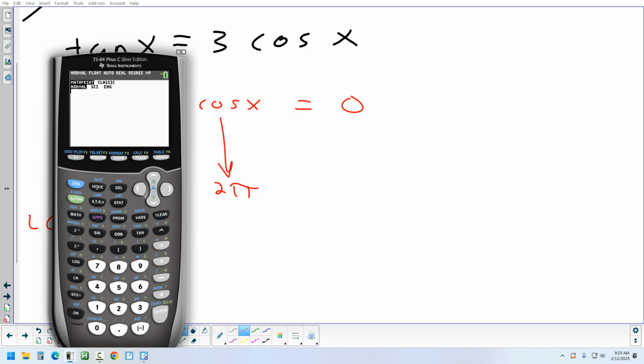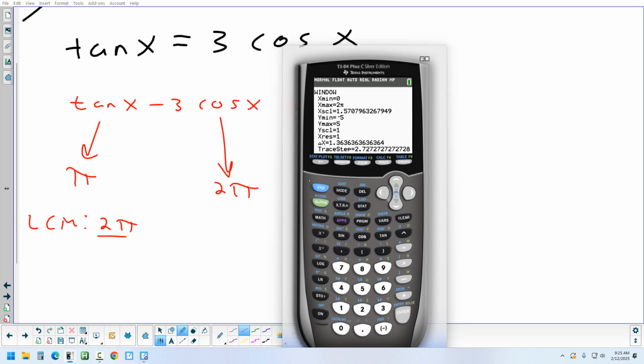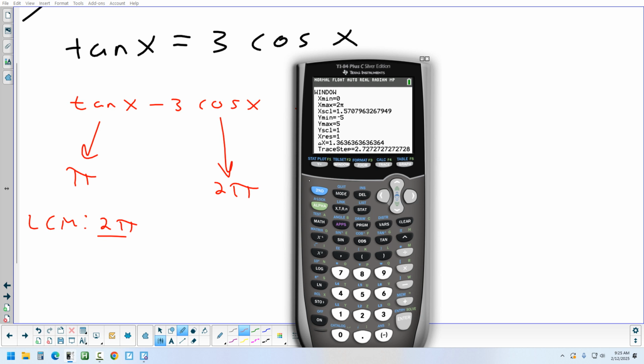Okay, so I'm going to go back to radians. Change my window, 0 to 2 pi. I'm going to leave it on -5 to 5 because I have a tangent involved. Remember, tangent is a discontinuous function. It's got asymptotes, so it's going to go off the screen. There's nothing I can do to keep it on the screen. All right, so we got our x min max, y min max. That looks good. Now we got to type it in. Tangent x minus 3 cosine x.